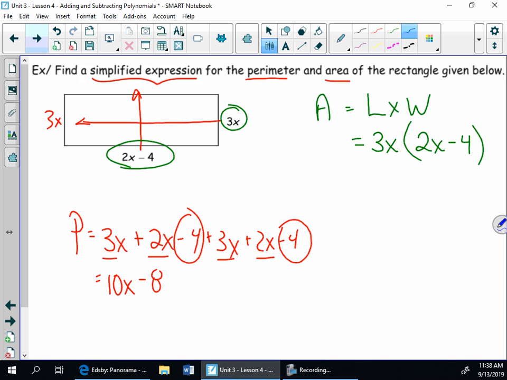How do I get rid of brackets? 3x times 2x. 3x times 2 is 6. And x and another x makes x squared. 3 times -4, that's -12. We had 1x, just the one right there. And there's my expression for area.